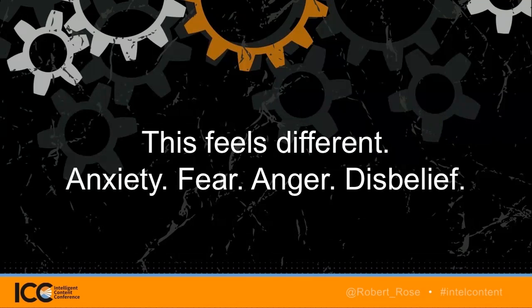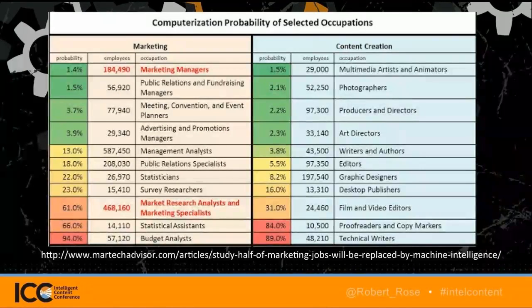And so when we start thinking about our jobs in the business as content practitioners, this can feel different. It can make us feel anxiety. It can make us feel fear, anger even. What do you mean that my job's going away? What do you mean my job as a content manager and managing the CMS is going to be automated? I don't believe that. It's disbelief. And so it's starting to even happen. As we start to look out, we can start to even see this happening.